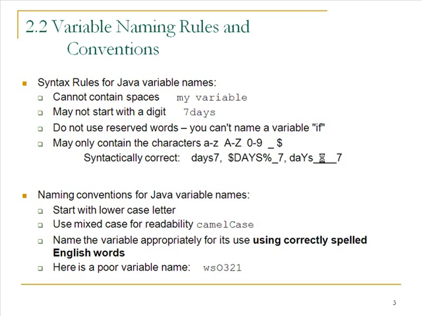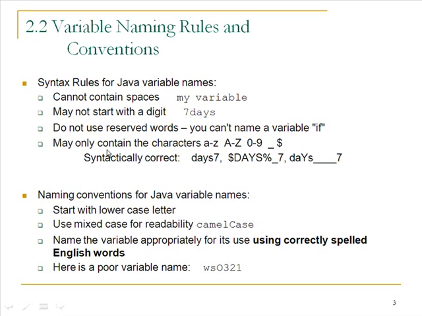Okay, so the syntax rules for declaring Java variables. You cannot put any spaces in a variable name, and you cannot start with a digit. So this My Space variable wouldn't compile, and 7days would not compile. Don't use reserved words for variable names. You can't have a variable called if, for example.